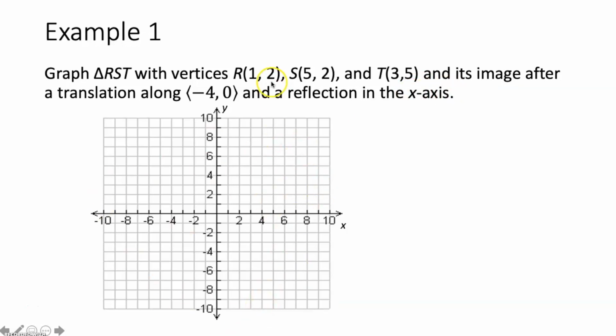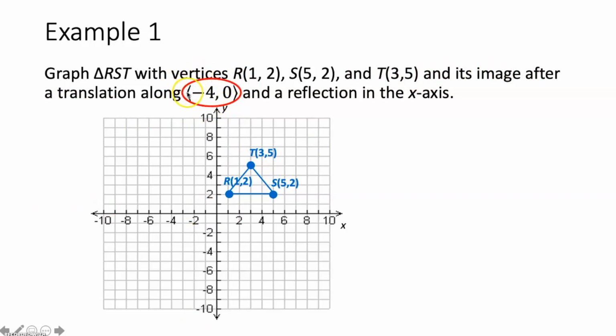So we're going to start by graphing triangle RST. So we graph each of these points. Point R is at 1, 2. We go over 1 on the x-axis, up 2 on the y-axis, put a point. Point S is at 5, 2. We go over 5 on the x-axis, up 2 on the y-axis, put a point. Point T is at 3, 5. We go over 3 on the x-axis, up 5 on the y-axis, put point T. There's our triangle RST. We're also going to graph its image after a translation along the vector -4, 0.